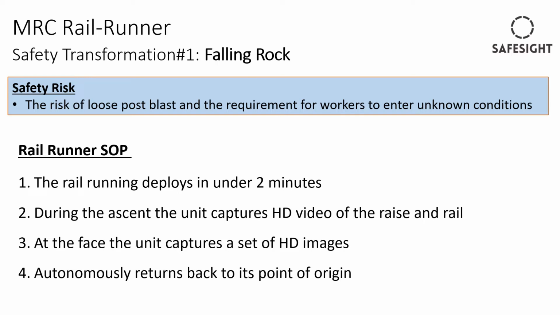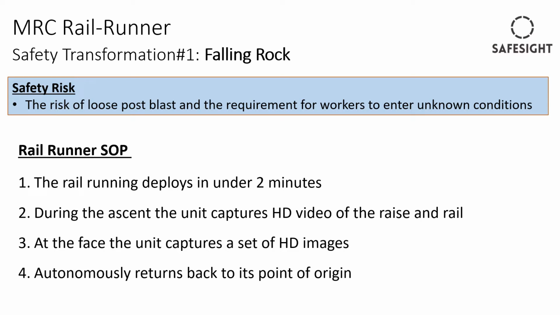So let's talk about how the Rail Runner addresses or mitigates the risk of falling rock for workers and supervisors. In terms of the context of that, you have to really look at the standard operating procedures. So let me describe how the Rail Runner actually is deployed. Essentially, it clips onto the rail with a clamping system. It takes about 2 minutes to deploy.